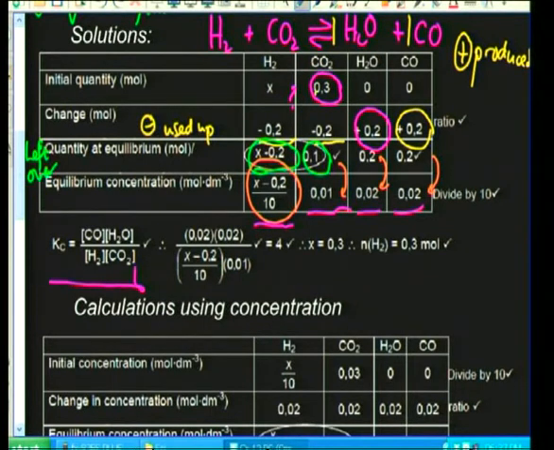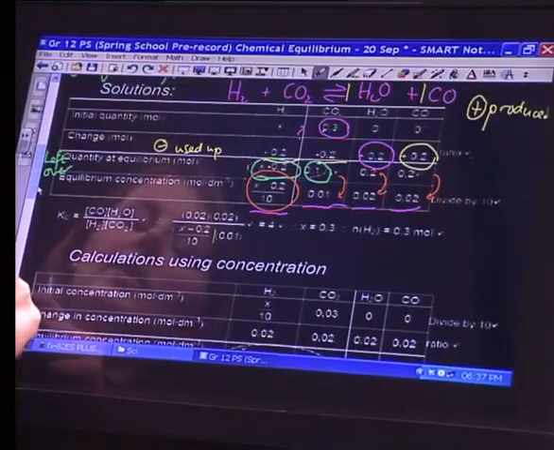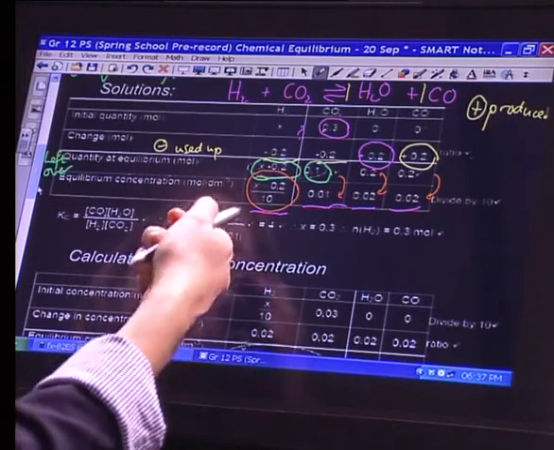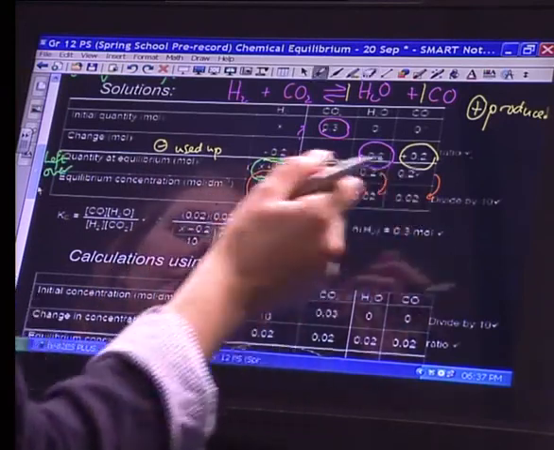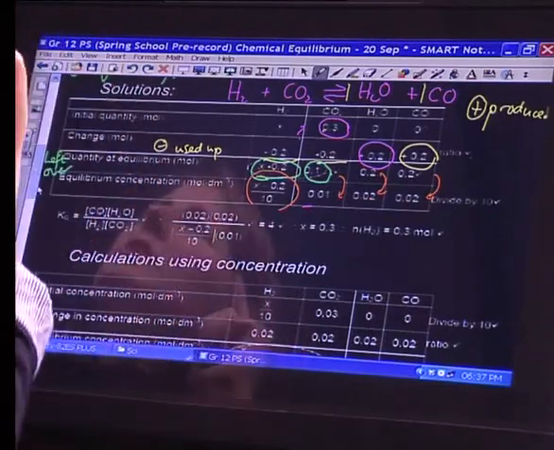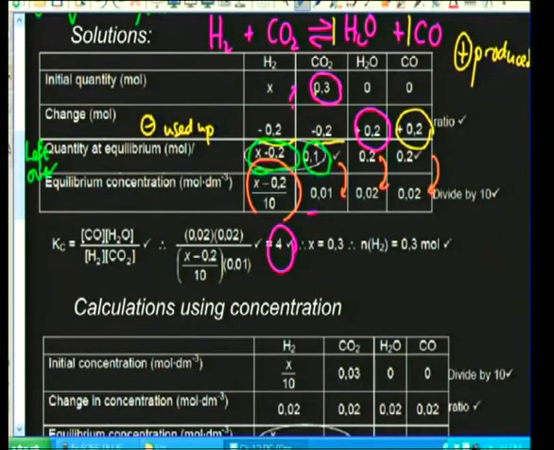They get put into my Kc value, and I'm now looking at this over here. The Kc value is the concentration of the products. So I've got carbon monoxide and water at the top, divided by the concentration of the reactants, so hydrogen and carbon dioxide at the bottom. Substituting those values, I have the values from my table being plugged in. But we were told in the question that the Kc value was equal to 4.